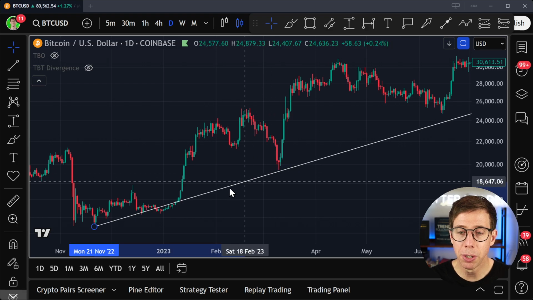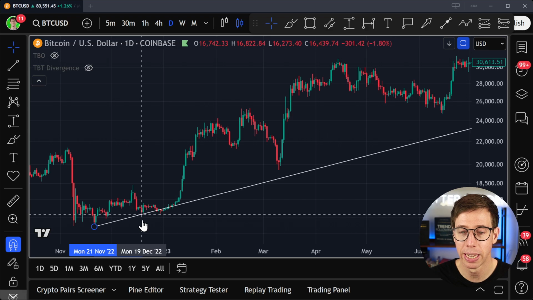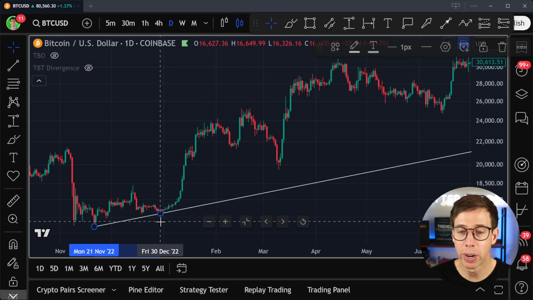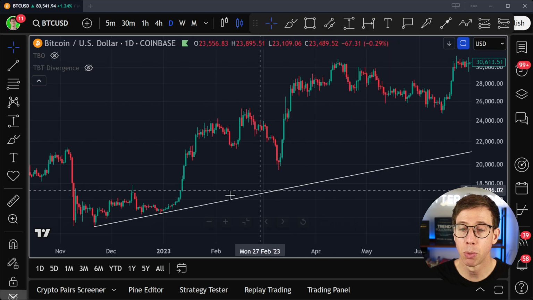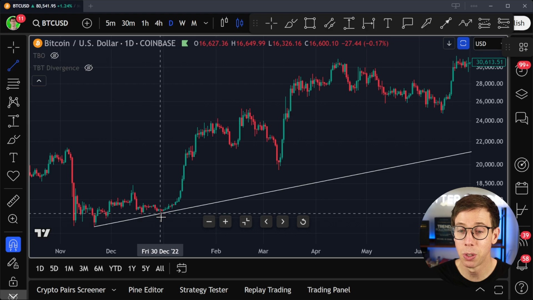So what we actually want to do, and what I do, is something called resistance and support fans. These are still essentially trend lines, and I'll show you what that looks like in a second. We want to find the next low. There we go, right here on 30th of December. So now we have our first support line. The next thing I like to do, and this is a little bit untraditional, but I like doing it a lot, and I'll show you why.